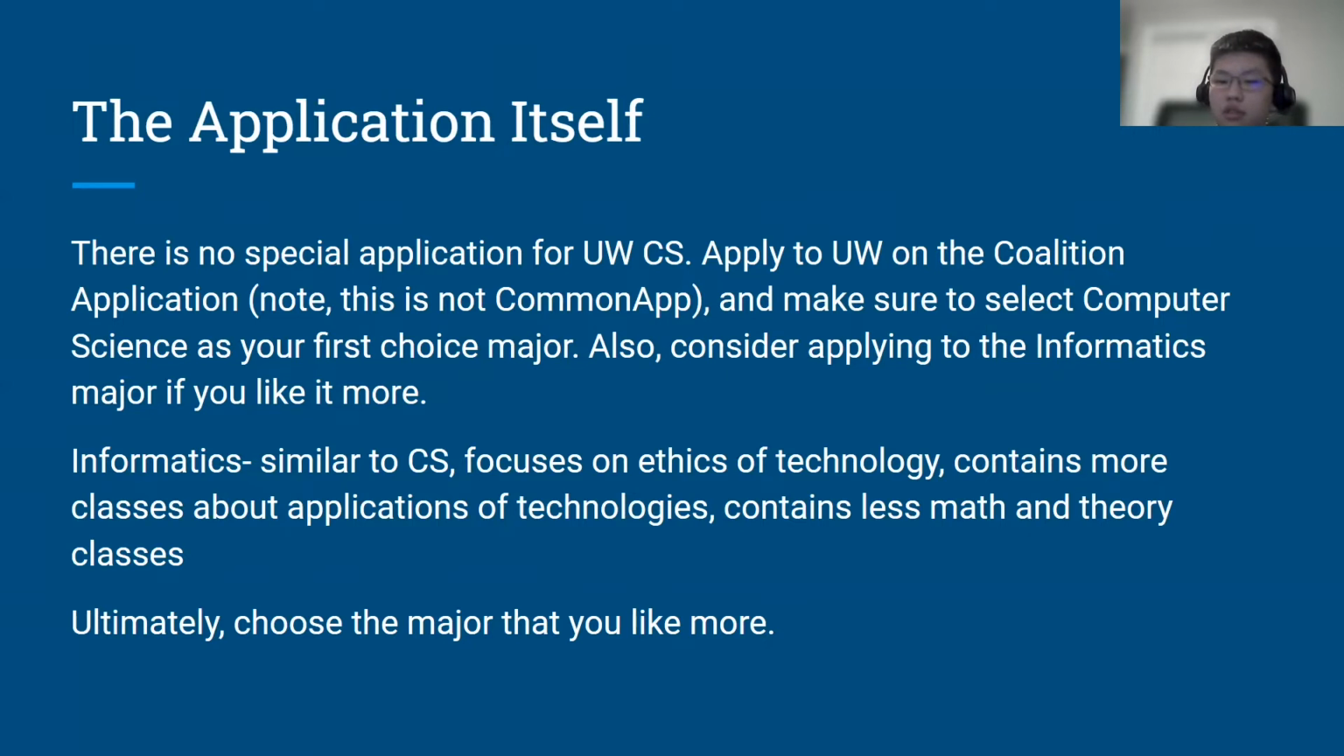So out of these 3, CS, CE, info, choose the major that you like the most. Don't think about acceptance rates. Don't think about anything else. Just really think and look at CS, CE, info. Which major do you like the most? Choose that major and put that as your first choice major.